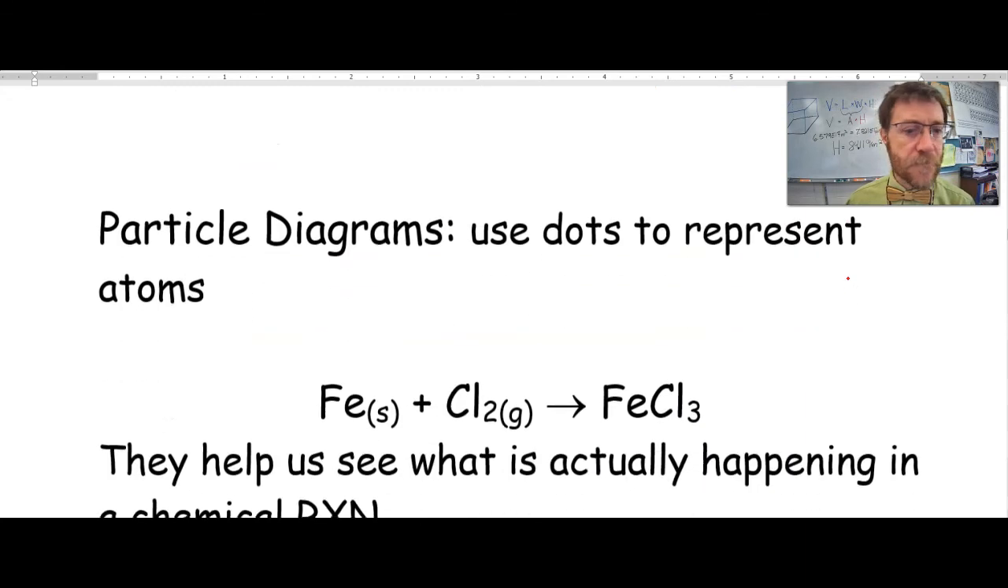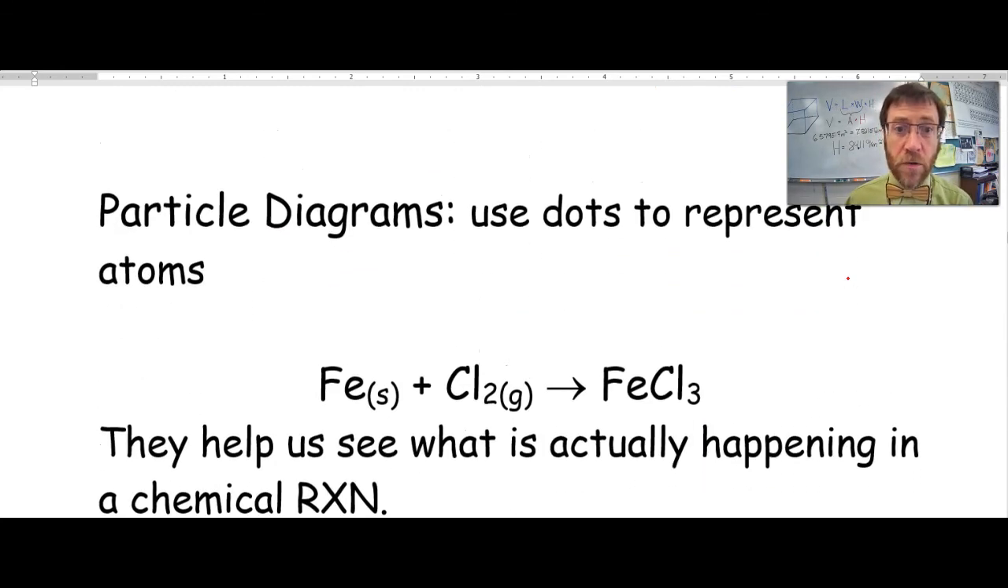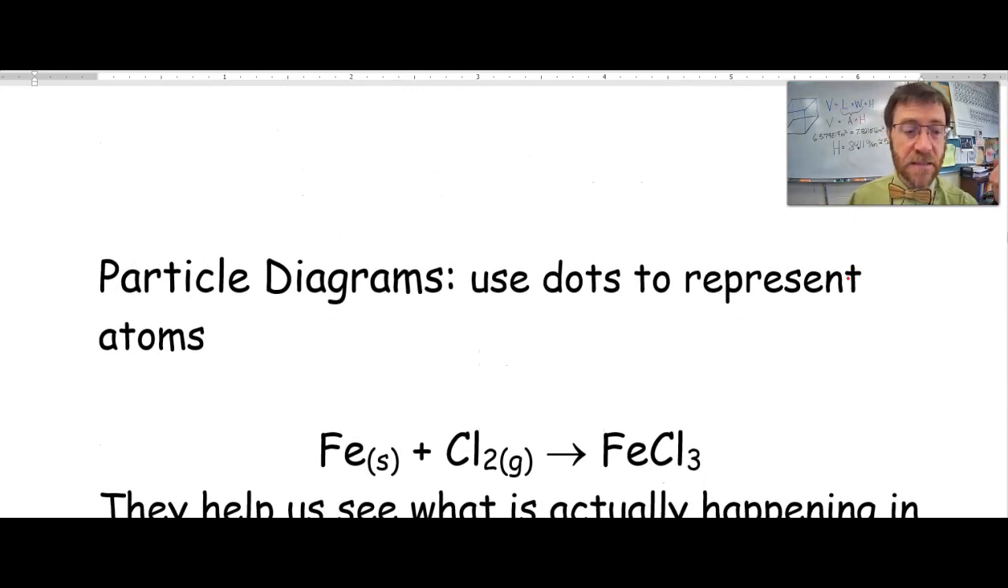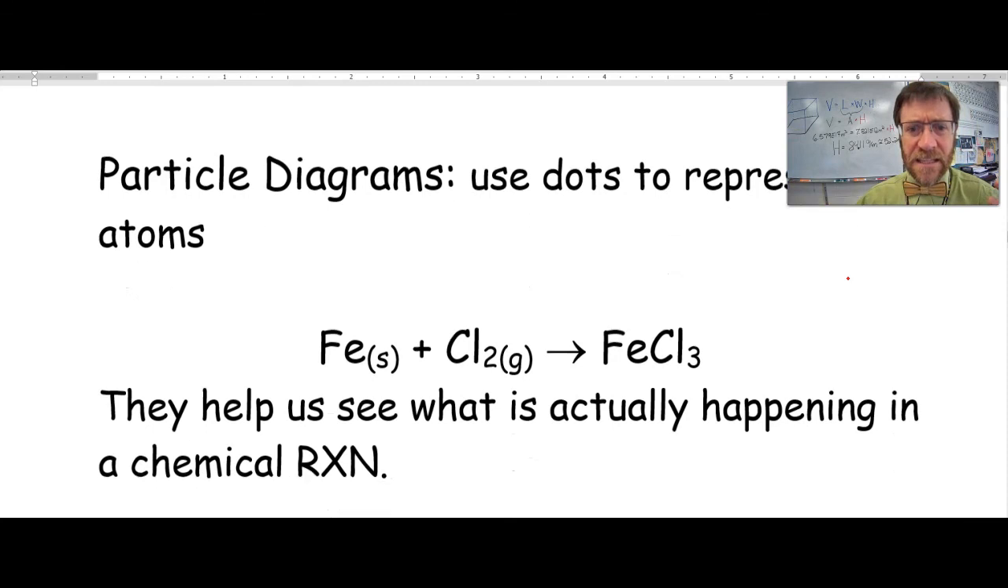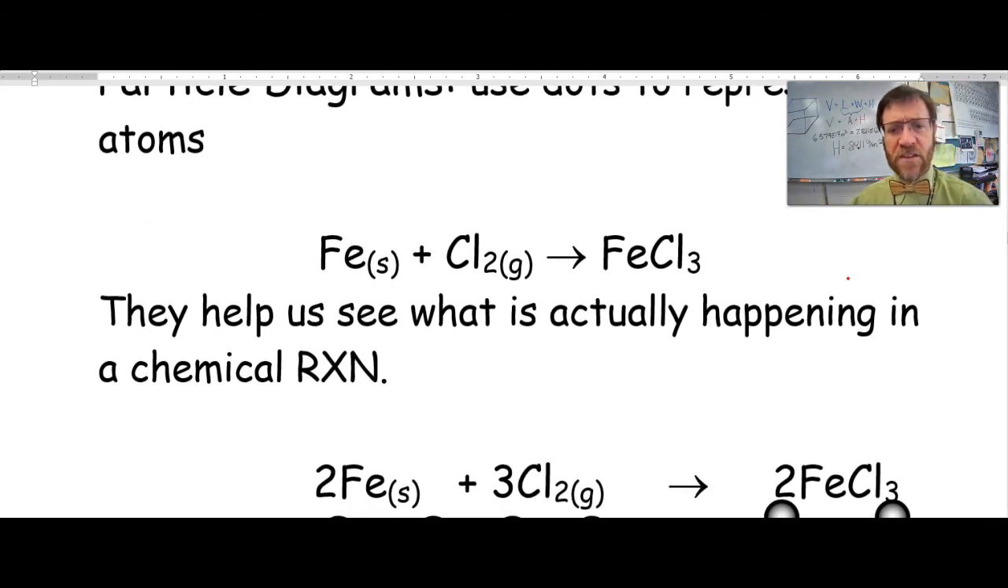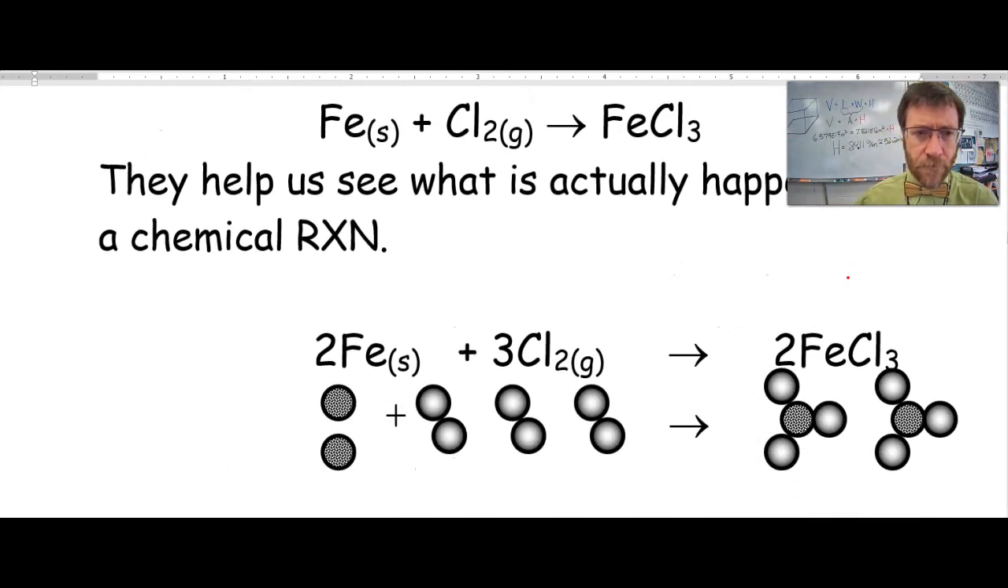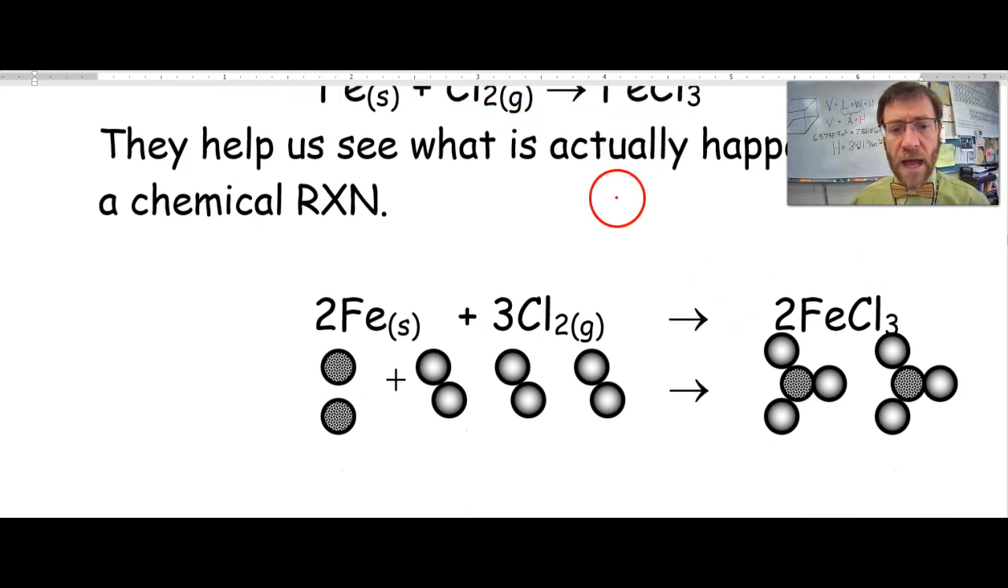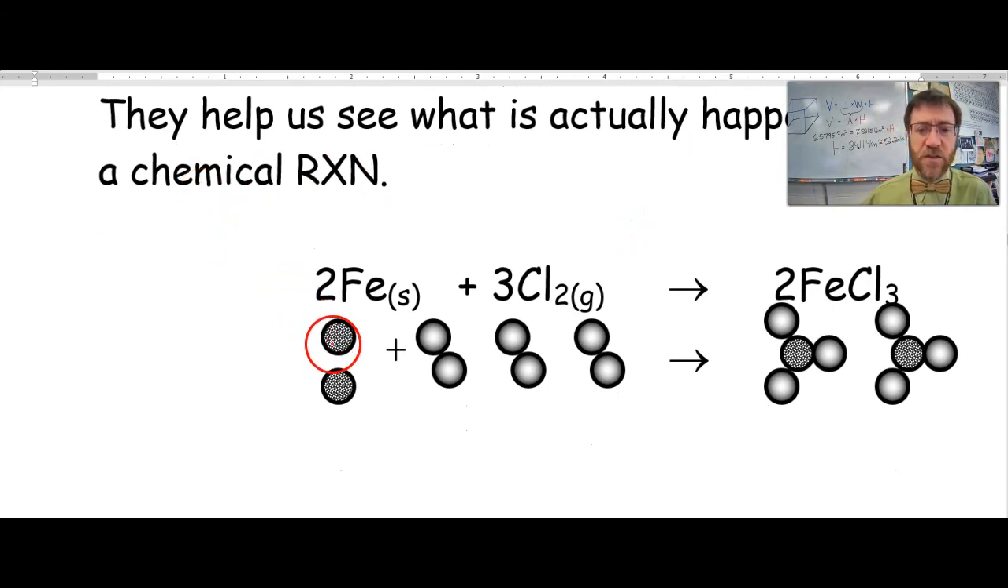There's that. All right. The next one is particle diagrams. And for these, we use dots to represent atoms. The reason we do that is because everybody's different. For some people, it's a lot easier to represent atoms as dots instead of symbols with letters. It's just easier for the eyes to see and to tell that things are being balanced, right? So here is our chemical equation, iron plus chlorine yields iron chloride, and it helps us visualize.